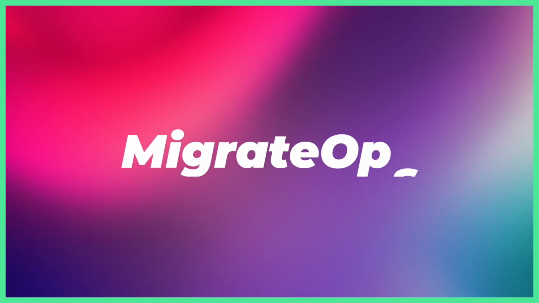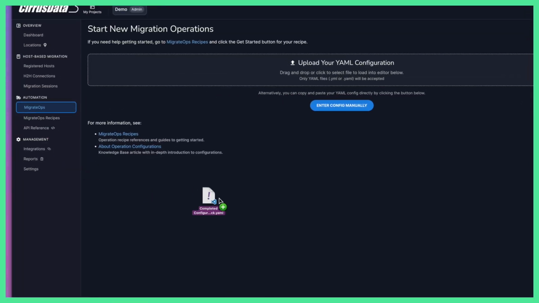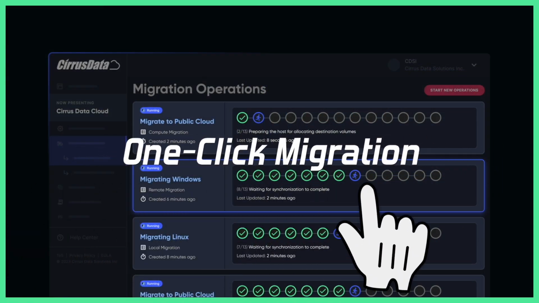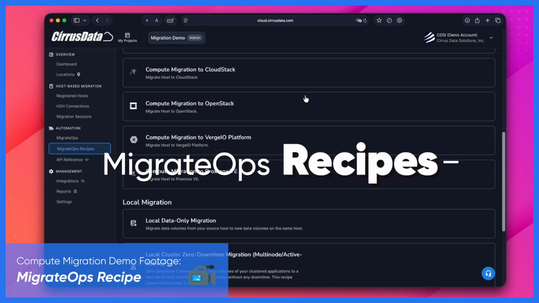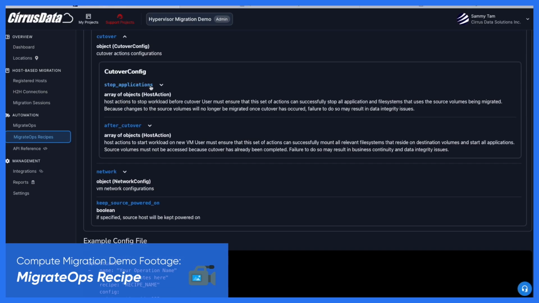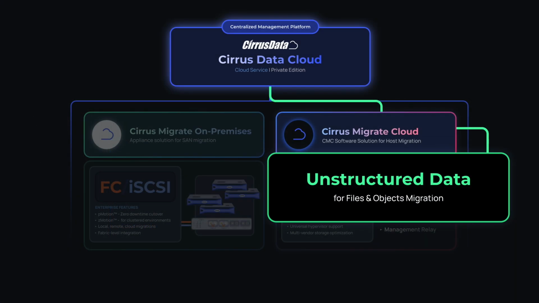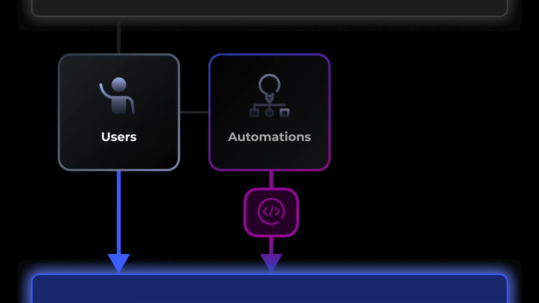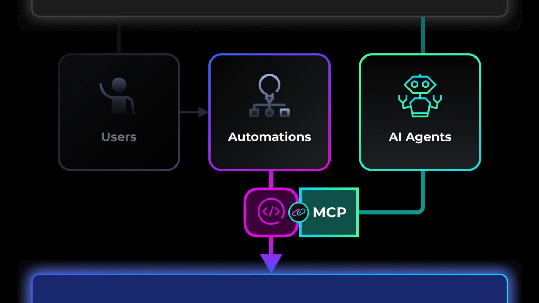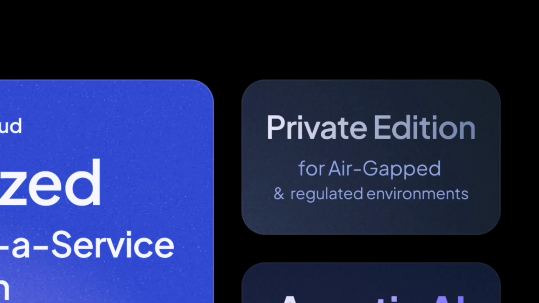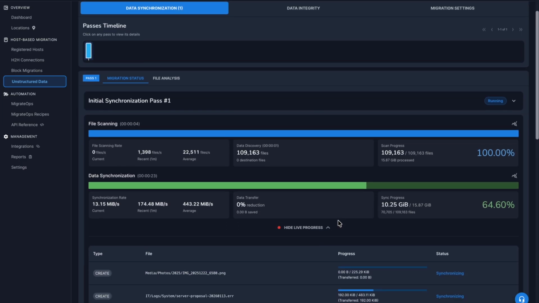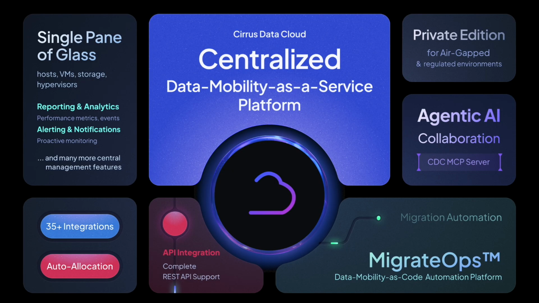Remember, at Cirrus Data, automation is a first-class concept. Everything we did today, all of it can be automated. With Migrate Ops recipes, we are going to bring the same one-click operation you may have already experienced from block migrations, now to files and objects. Combined with our REST API, CLI, Agent Skill, and MCP server working with agentic AI, we are coming close to fully autonomous data mobility. Of course, aside from automation, security, scalability, performance, and verifiable accuracy are the core reasons why we added what you saw today to Cirrus Data Cloud.